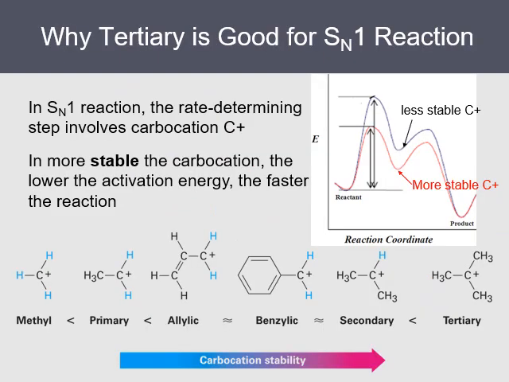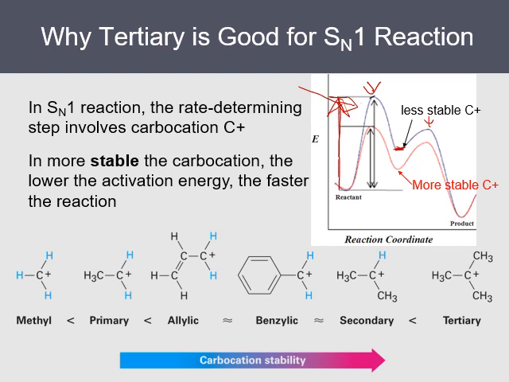We already mentioned that tertiary alkyl halide is worst for SN2 reaction, but good for SN1. Why is that? Well, this is the energy profile for SN1 reaction. It has 2 steps. Here is the carbon cation, this is the first transition state, and this is the second transition state. Because the first transition state has high activation energy, this is a slow step, the rate determining step. So the whole reaction is determined by this transition state, the activation energy.